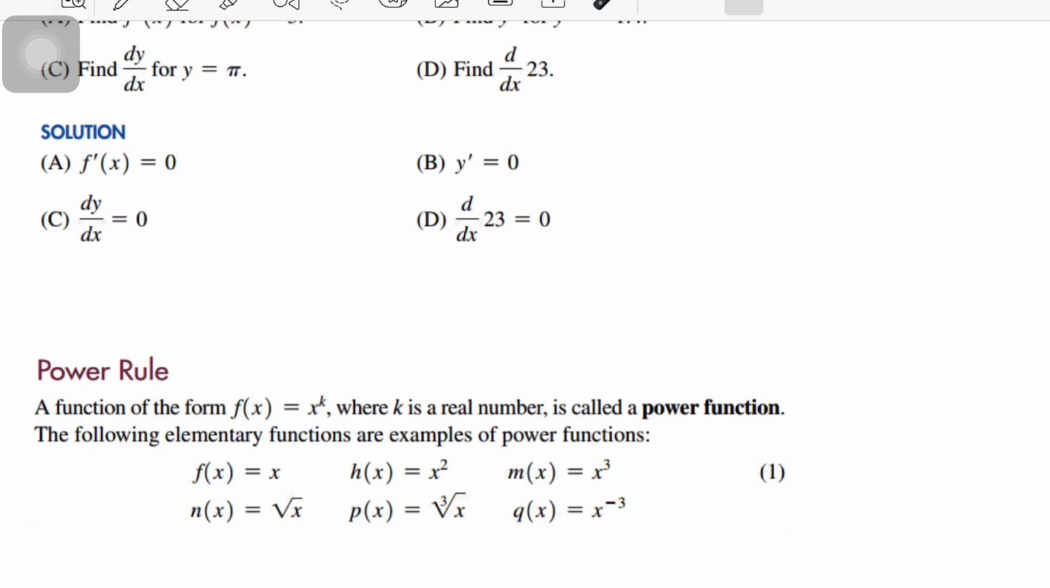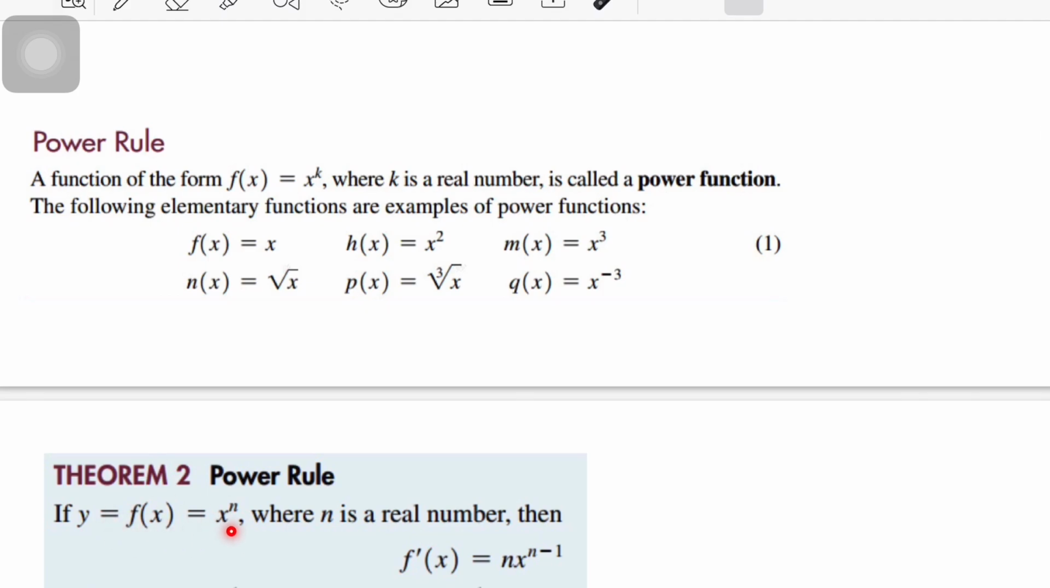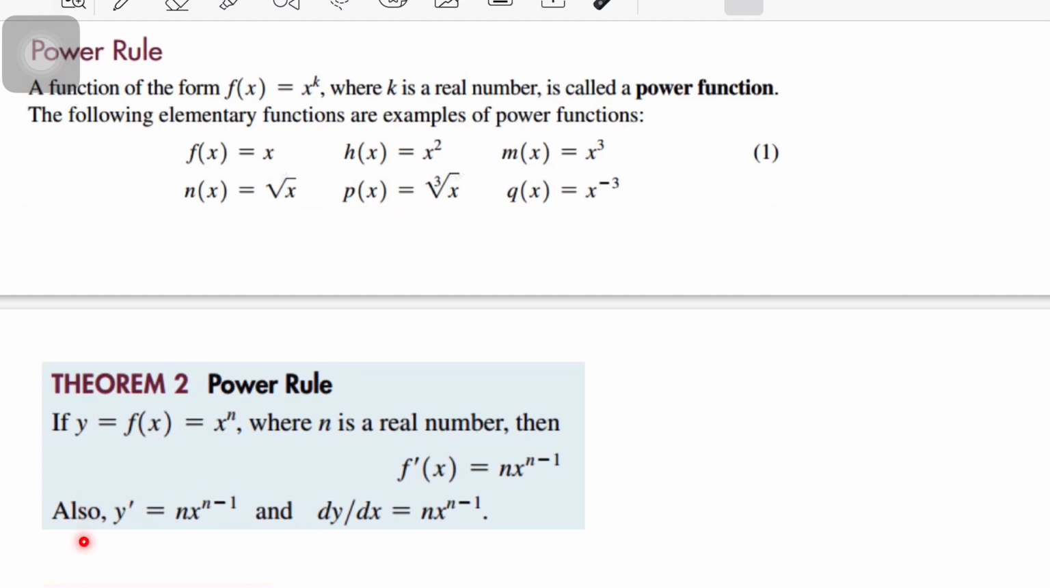So these are all examples of power functions. There are many, many different power functions. These are not the only ones, but just make sure that you're comfortable with functions of this form. And so our rule here tells us that if we have a power function, x to the power n, where n is any real number, then our derivative of that function is going to be equal to our power, our n, times our variable to the power of our original exponent minus 1. And additionally, we have our notation here, so y prime and then dy dx.